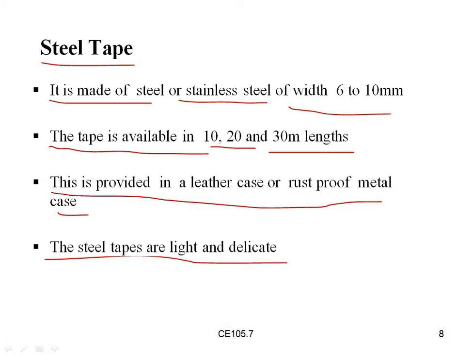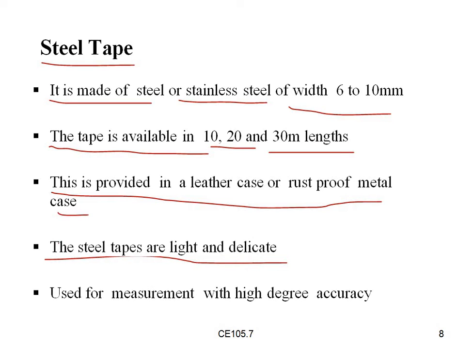These tapes are made of steel or stainless steel, generally with a width of only 6 to 10 mm. Very sharp edges will be there at the sides, and the tape is available in 10, 20 and 30 meter lengths. 5 meter tapes are also available. It is used for measurement with a high degree of accuracy. Generally in chain surveying we use the steel tapes for higher accuracy measurements.